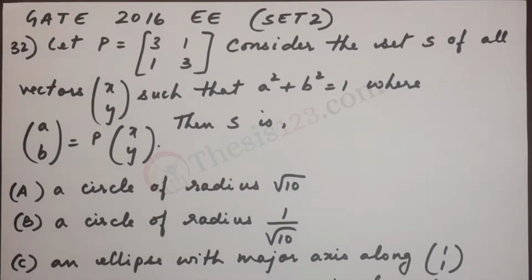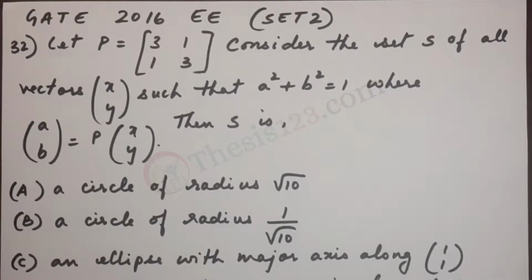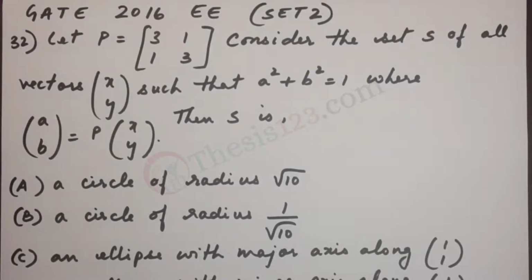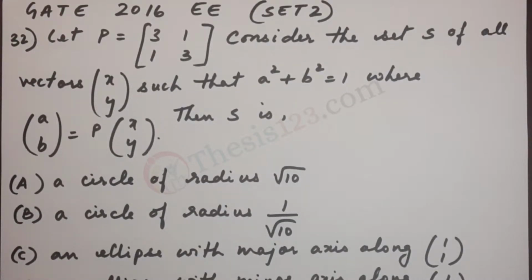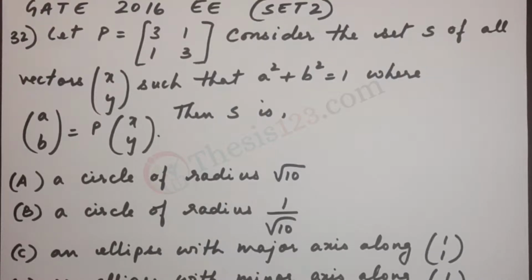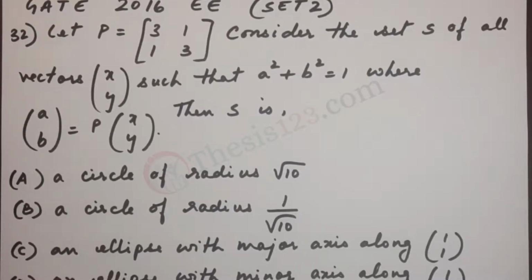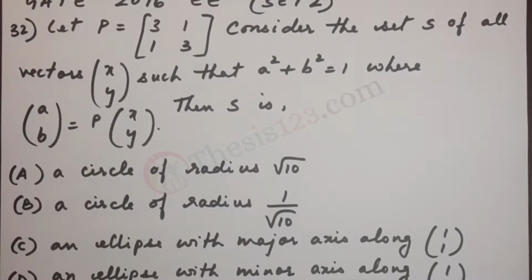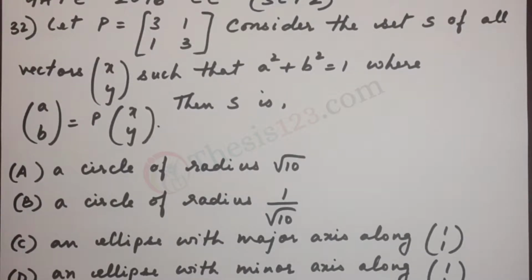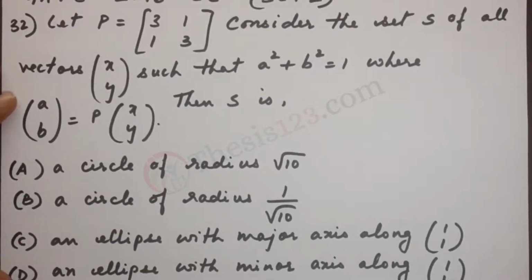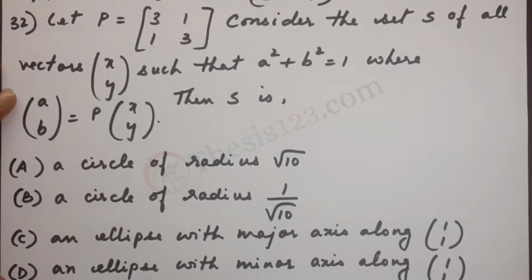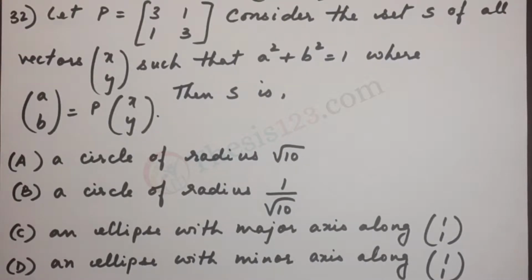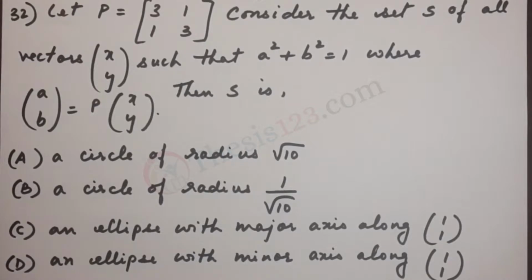Okay, so here's the next question, number 32. Let P equal the 2 by 2 matrix [3, 1; 1, 3]. Consider the set S of all vectors (x, y) such that a square plus b square is equal to 1, where (a, b) equals P times (x, y). Then S is: our four options are a circle of radius root 10, a circle of radius 1 by root 10, an ellipse with a major axis along (1, 1), and an ellipse with a minor axis along (1, 1).